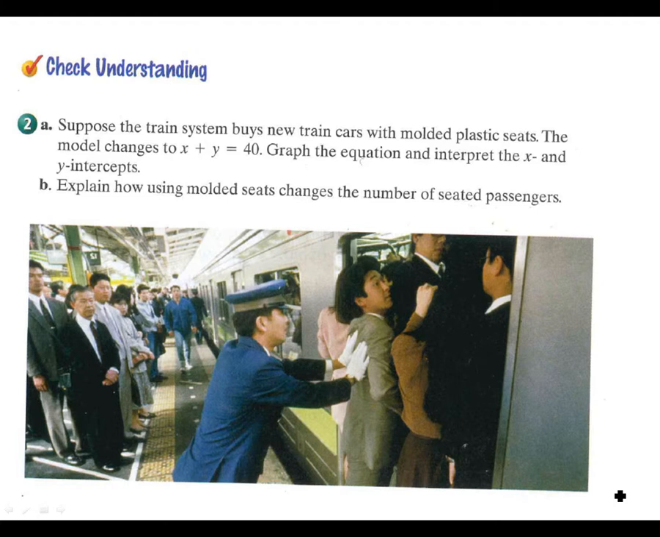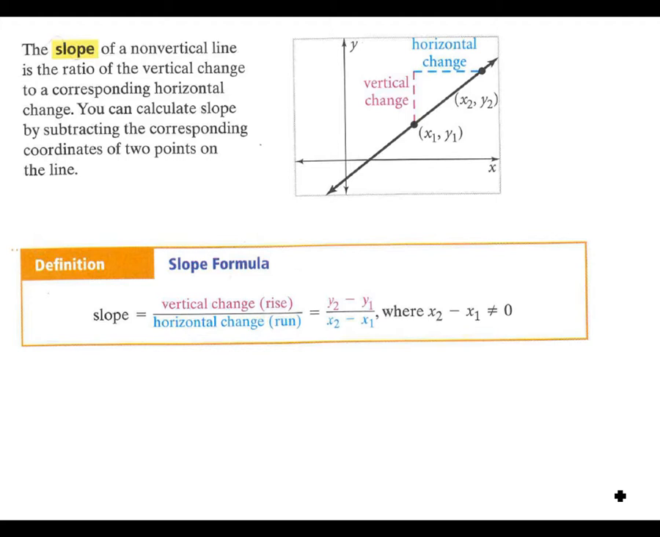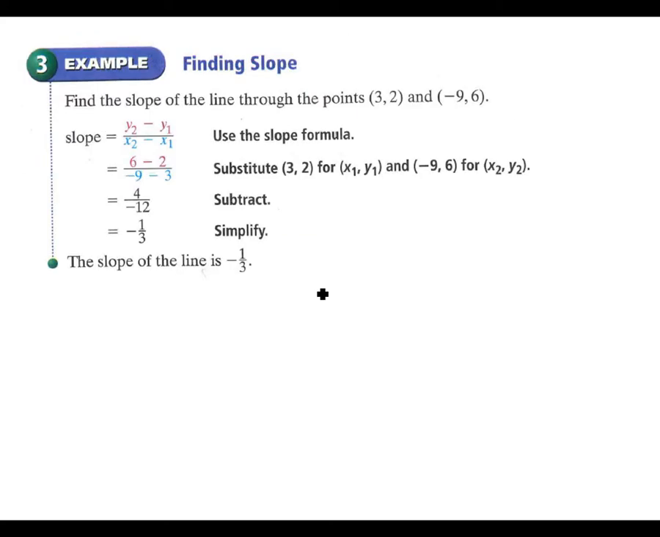Get in there. All right, let's talk about slope. If we remember, slope is rise over run, vertical change over horizontal change. And this is a review from Algebra 1. Here's this formula again. y2 minus y1 over x2 minus x1. Remember, you cannot divide by 0, so the denominator can't be 0. So here we go. Let's find the slope of 3 comma 2 to negative 9 comma 6.